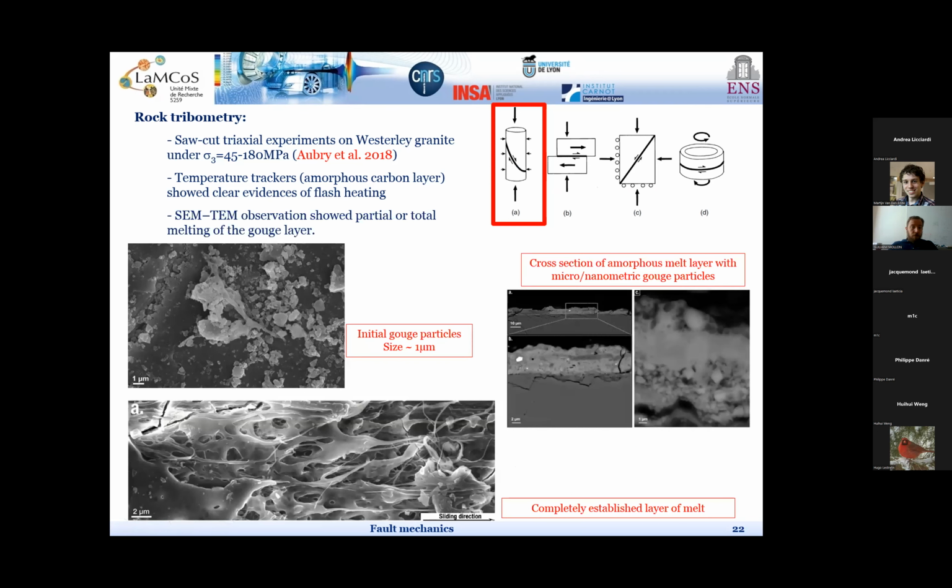And this was confirmed indeed by observation of the surfaces after the test, where they could provide evidence of partial or complete melting of the gouge layer, like here, for example, or in this cross section. This is a layer of glass, so amorphous rock coming from the solidification of a melt layer, and you see that it's a few micrometers thick, surrounded by some granular gouge, which apparently didn't melt during the test.